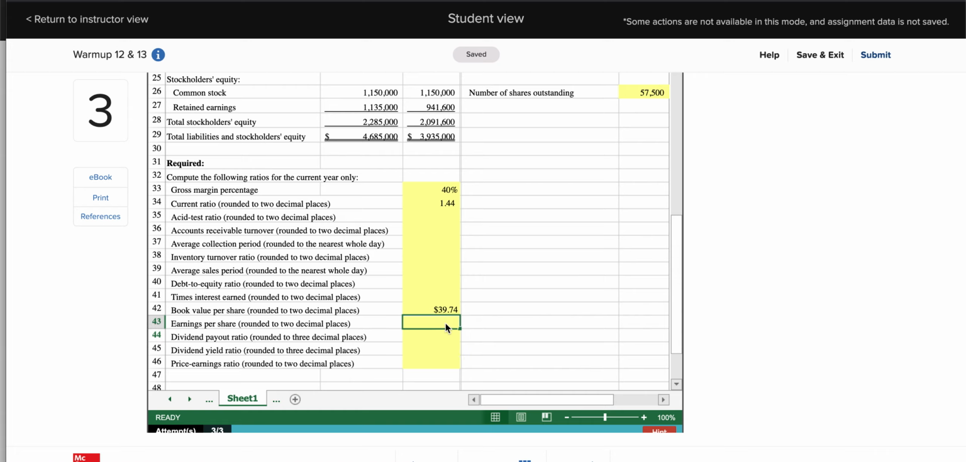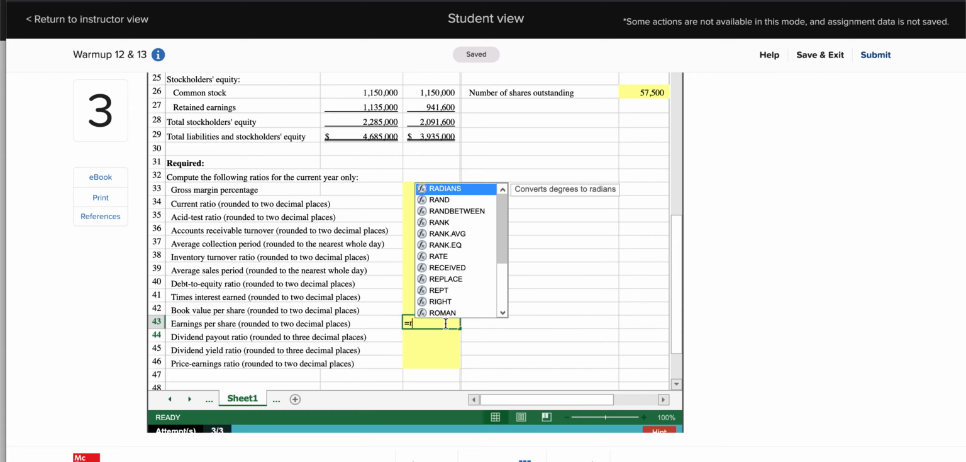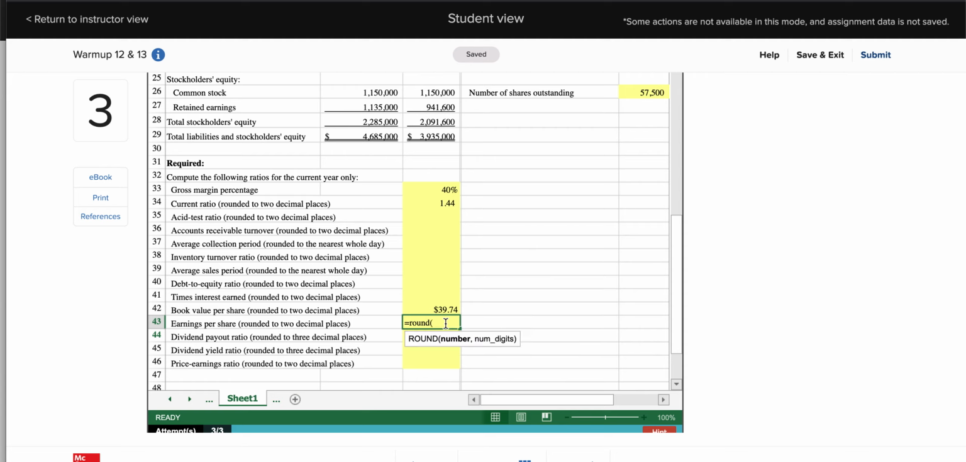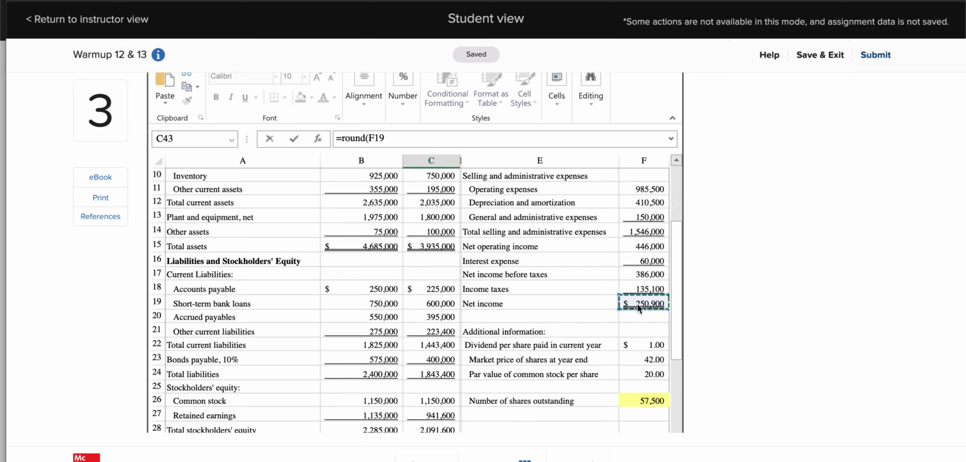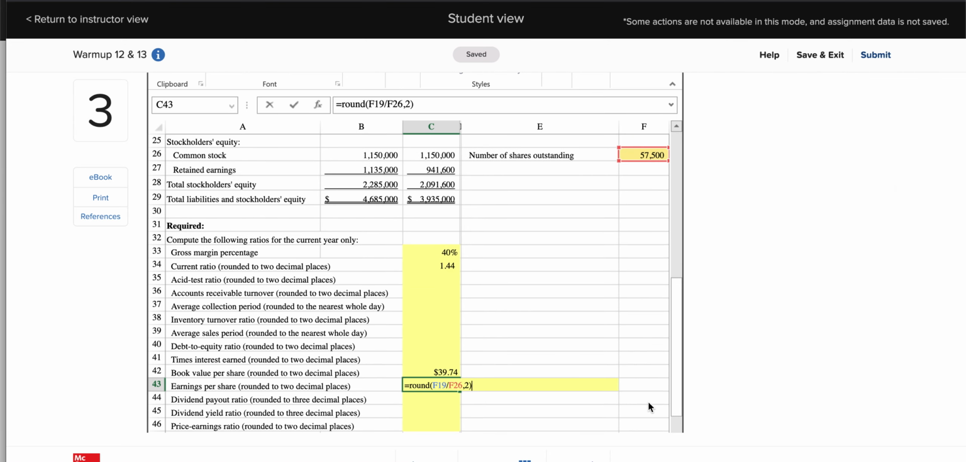Okay, so I have to go to the earnings per share first. I want to go equals round. And my earnings per share is, where is my net income divided by number of shares outstanding, comma, how many spots? 2. Let me make sure I got that in there right. Okay, $4.36 per share. So now I can do the dividend payout ratio.